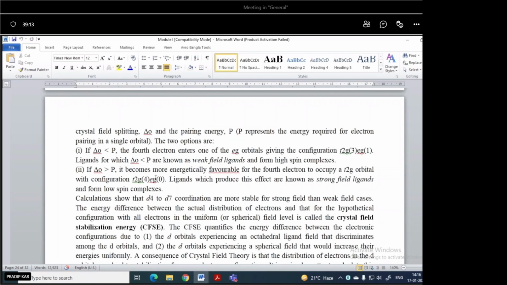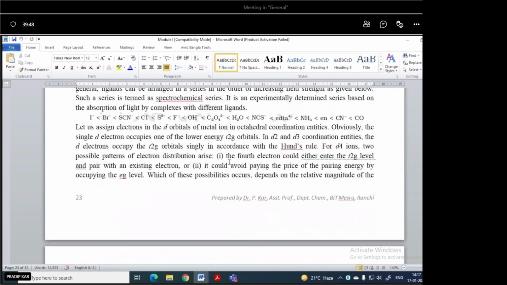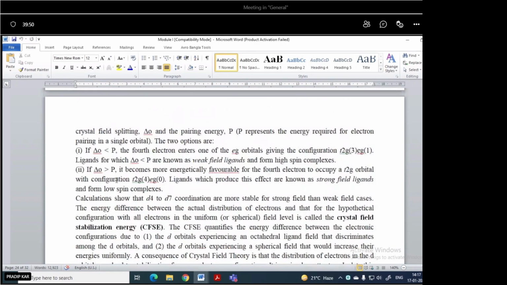If delta 0 is less than P, P is the pairing energy. Pairing energy means, when we are placing electrons at the t2g level, say if 4 electrons are present, we may place 1, 2, 3. The next, 4th electron we may include in the eg level, or we may include further in the t2g level. And that depends on the strength of the ligand. How to predict that? It is explained in crystal field theory.